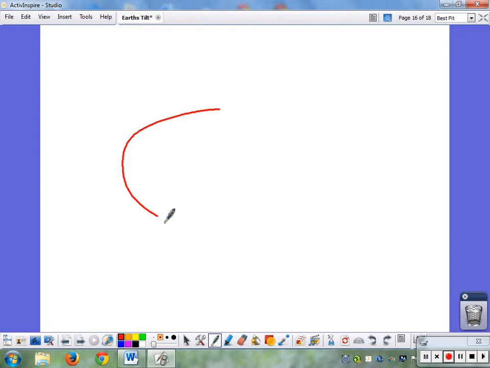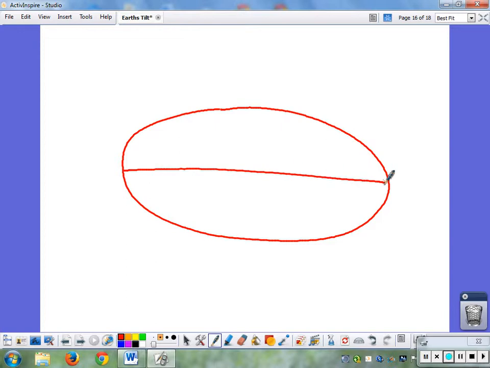Let's take ourselves and put us in the middle of this shape right here. Okay? This is going to be north, south, east, and west. We'll put ourselves standing at the center right here. Okay.